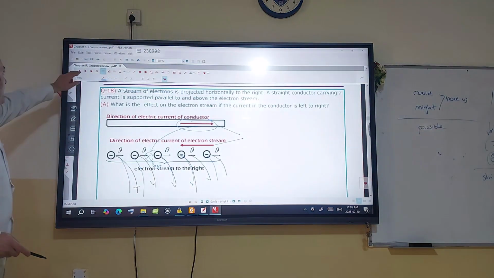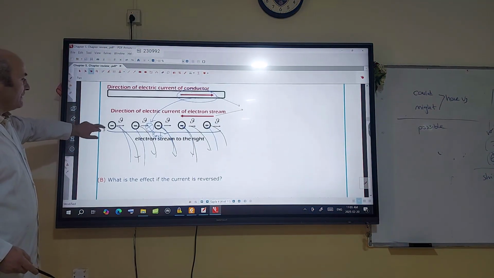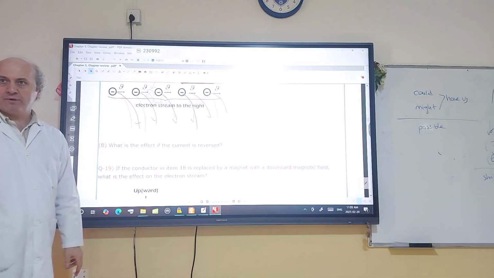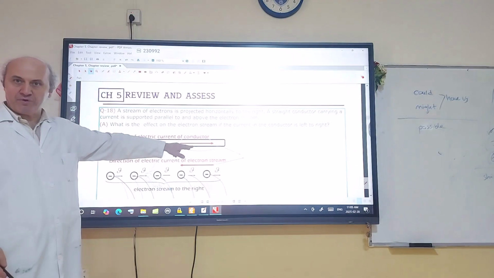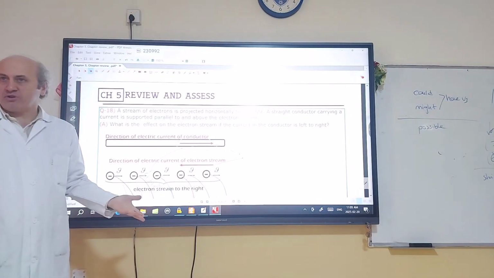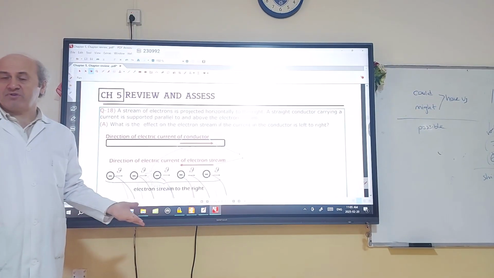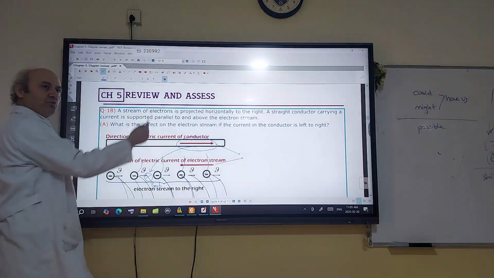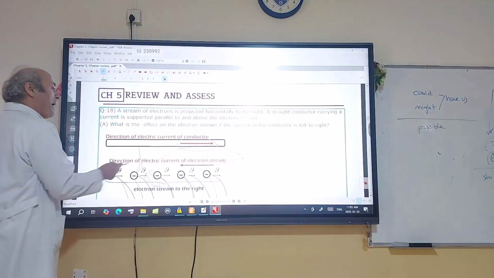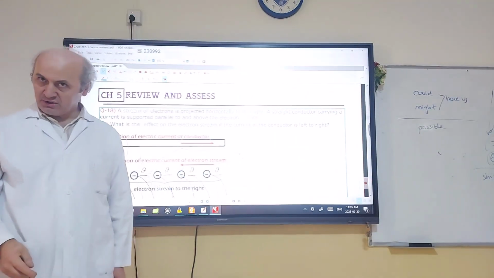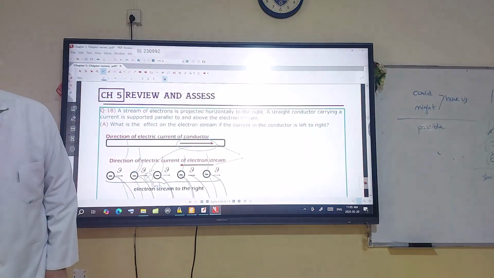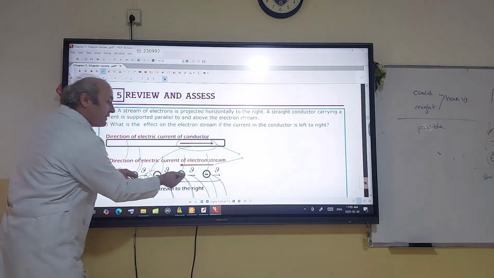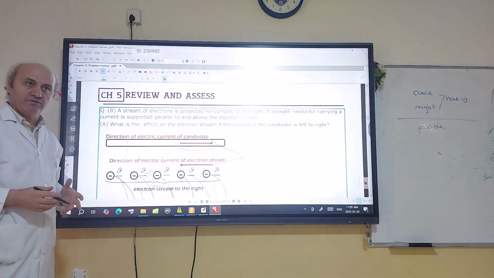Okay. Now, the same question as the B part. It says, what is the effect if the current is reversed? Of course, if this current is reversed, both currents become in the same direction. They will attract each other in this case. If they attract each other this time, electrons will be deflected towards the conductor. These electrons will be approaching the conductor. Two same-directed currents attract each other. This wire will attract these electrons towards itself.